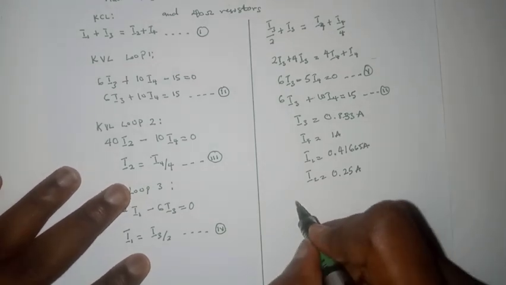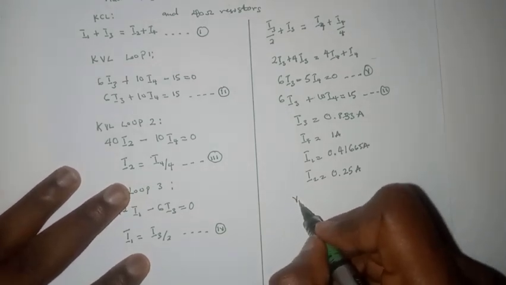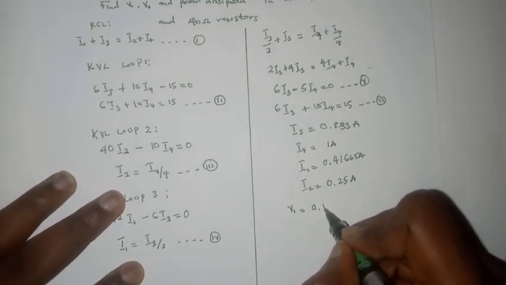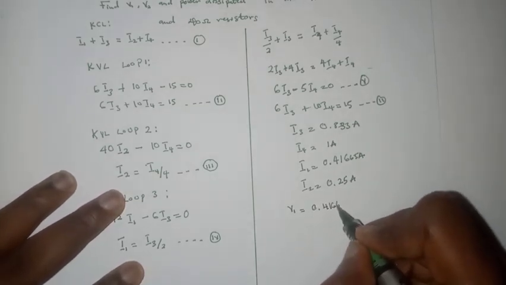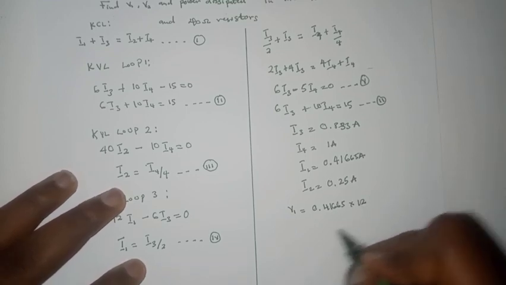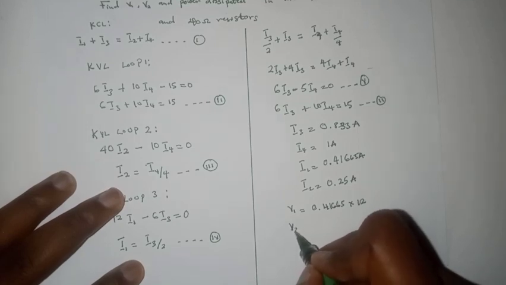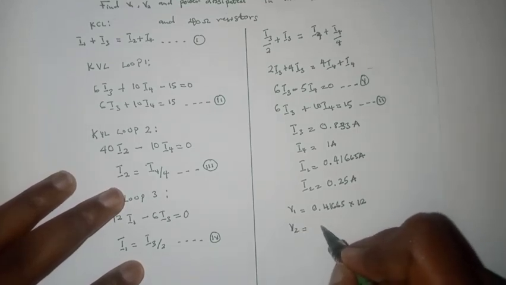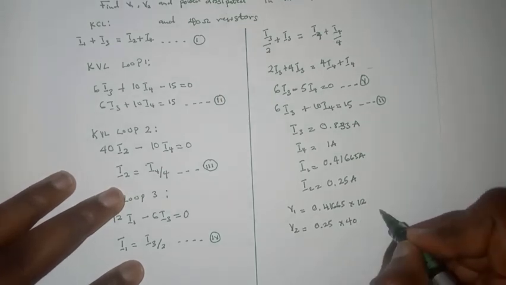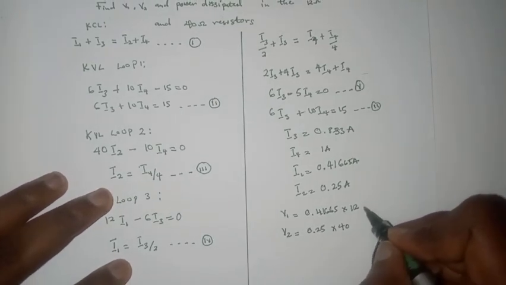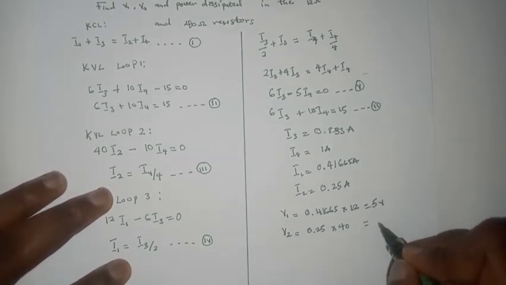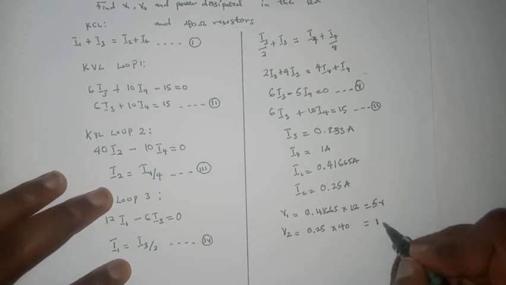Then we can say that our voltage V1 equals 0.41665 times 12, and our voltage V2 equals 0.25 times 40, and this should give us approximately 5 volts, while this gives us 10 volts.